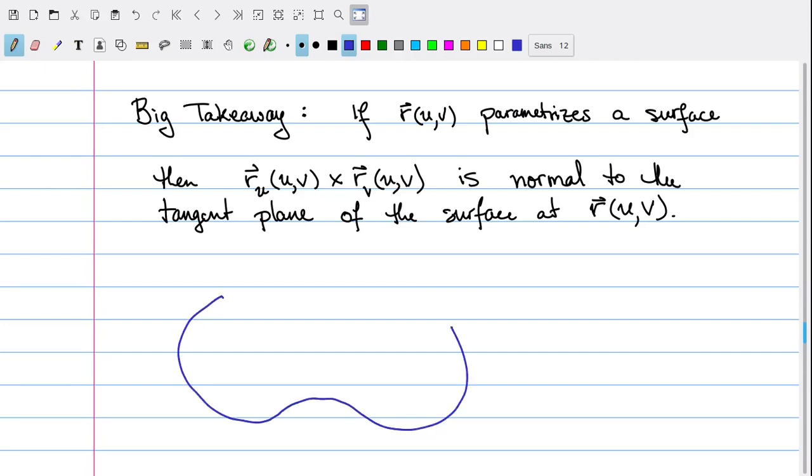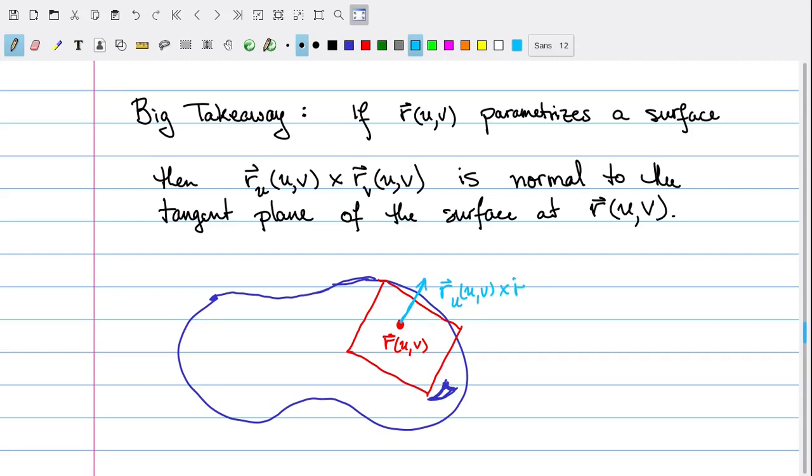So if I draw a random surface there with some light shining off of it, and I think about a particular point there, r of uv, just by sticking in those parameters u and v, it's going to be some point on my surface. And I think about that tangent plane, well, then to get a normal vector there, I'm just going to take the cross product of r sub u of uv and r sub v of uv.